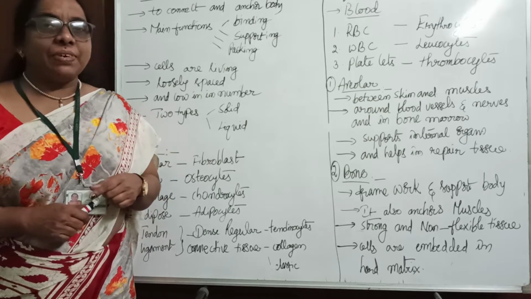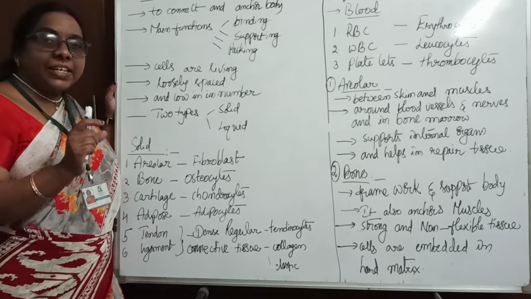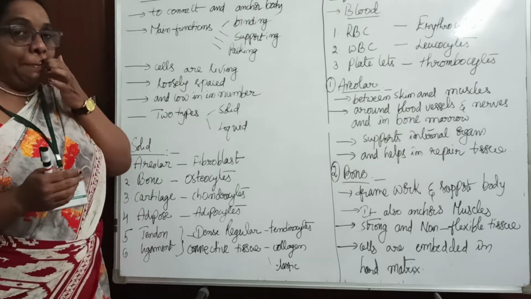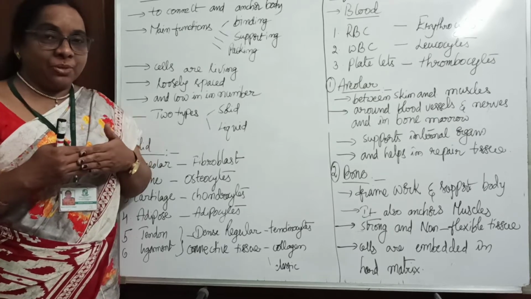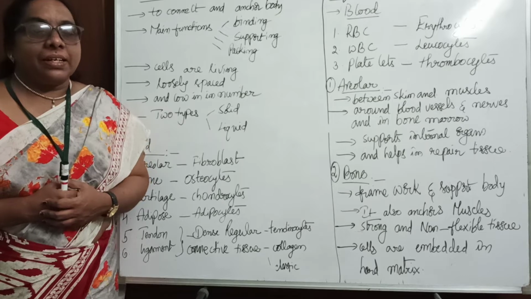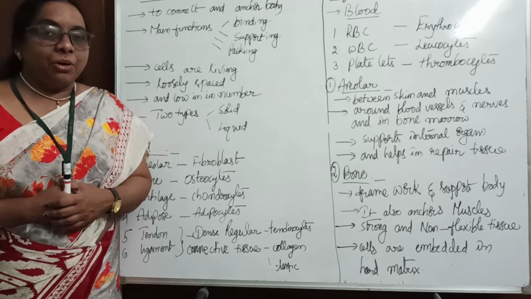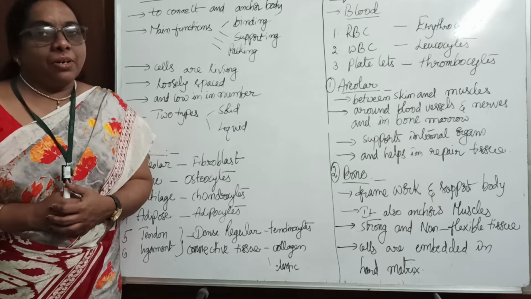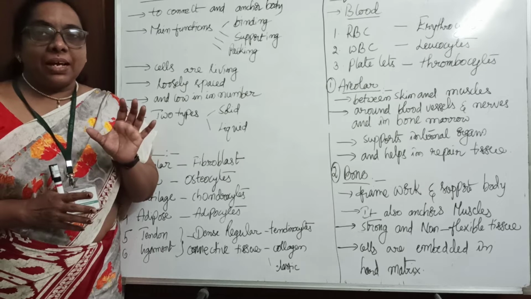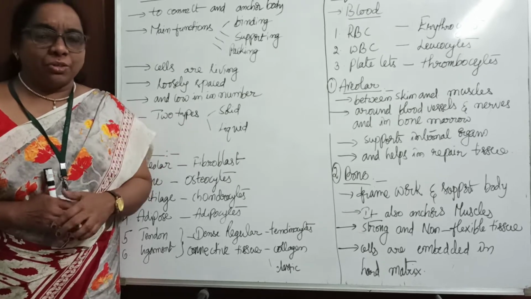The second type of tissue we are going to study today is connective tissue. The name itself tells us that connective tissue connects different parts, like muscle to bone and bone to bone. It also encloses the body, gives support to the body, gives a framework to the body, and gives elasticity to the body. Connective tissue plays many roles.